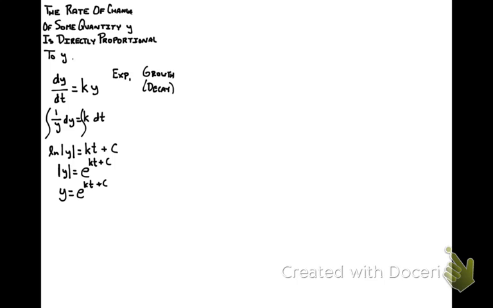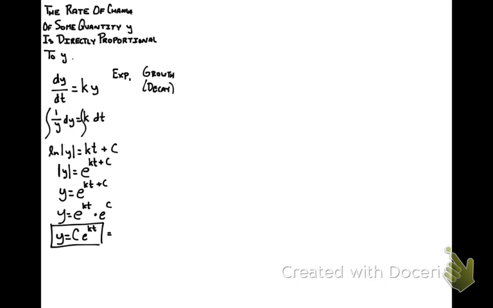Now we're simply using exponent properties. When we're adding two exponents, in this case kt plus c, that's equivalent to the product of two things that have the same base. Right? So that's just an exponent property. And notice that e to a constant is just some other constant. So e to the c power is just some other constant. So I'm going to rewrite this as y equals that constant, c, times e to the kt. So anything of the form, the rate of change of some quantity y is directly proportional to y, will always become, when you solve it, the form y equals c times e to the kt.